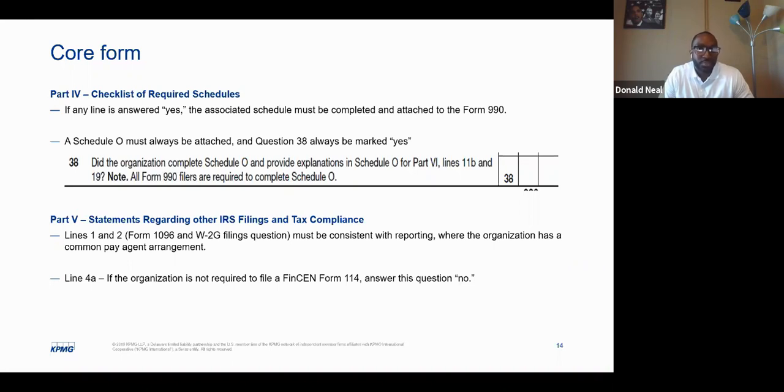In regards to Part 5, it's regarding other IRS filings and tax compliance. Lines 1 and 2 deal with Form 1096 and W-2, the number of 1099s and W-2s that you file. This is important to pay close attention to, because it goes back to what I mentioned earlier in regards to electronic filing. If one of the numbers in lines 1 and 2 happens to be 250 or more, then you may be required to e-file. So it's always good to pay attention to those lines. Also, on line 4A, if your organization is not required to file FinCEN Form 114, then you can answer that question as no.